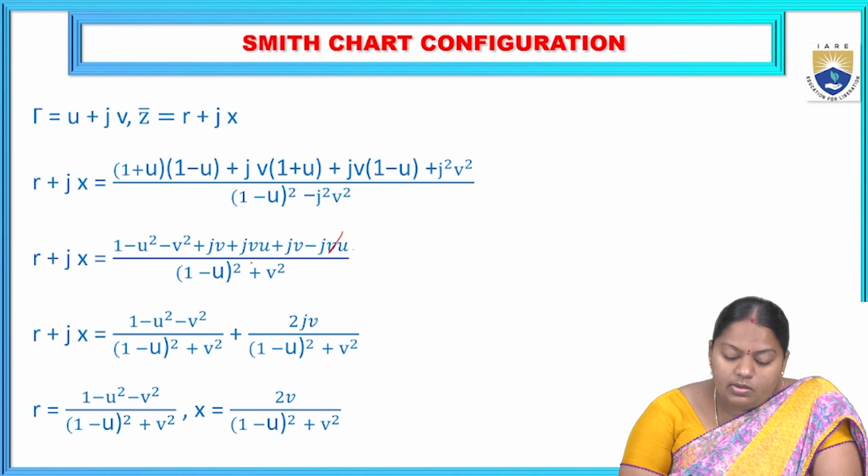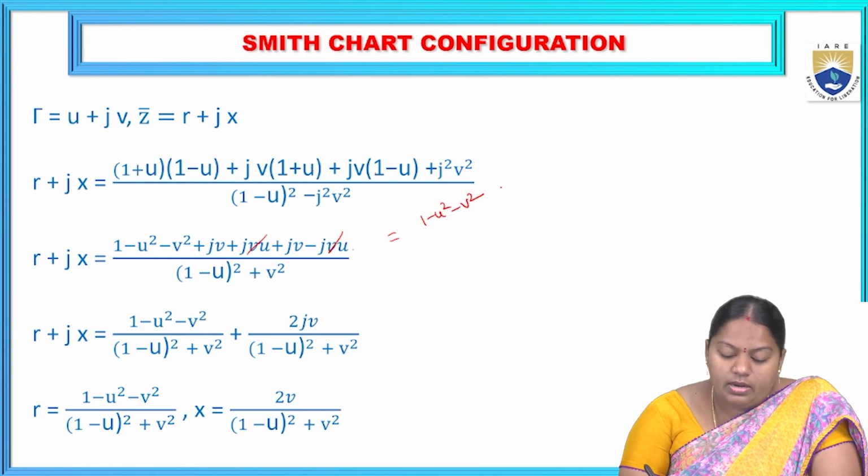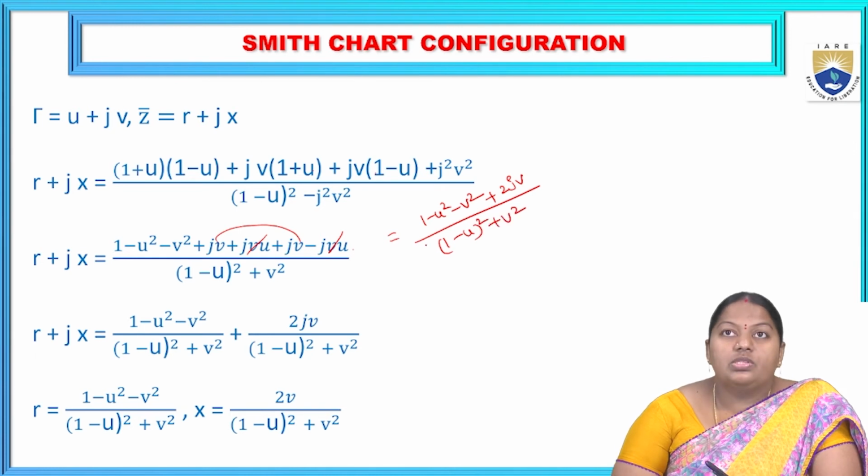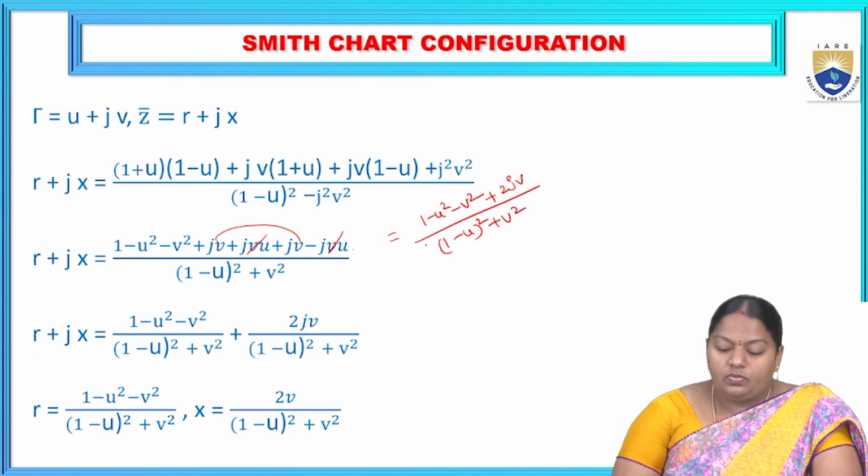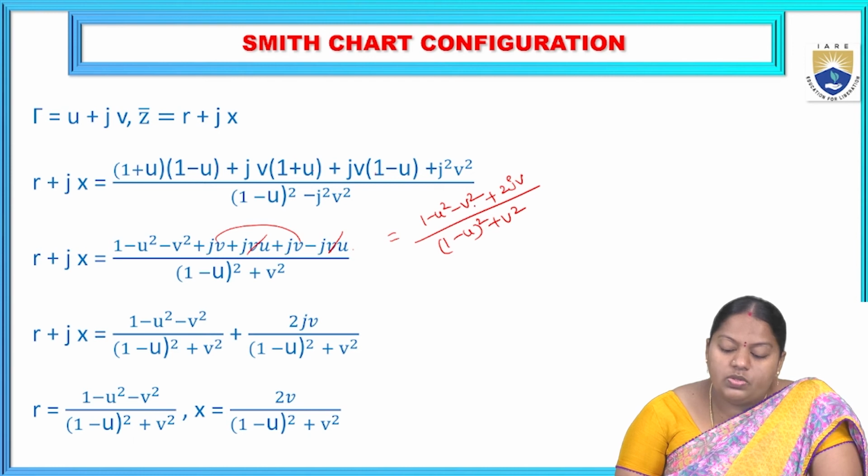So plus jvu minus jvu gets cancelled, and from this if you separate the real and imaginary, then 1 minus u square minus v square, plus jv and jv are left out. If you are going to add those two, plus 2jv by, in the denominator, (1 minus u) whole square plus v square is left out. Okay, (1 minus u square minus v square plus 2jv) by ((1 minus u) whole square plus v square).